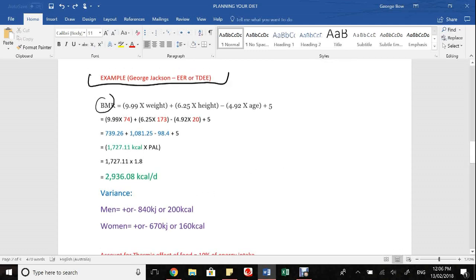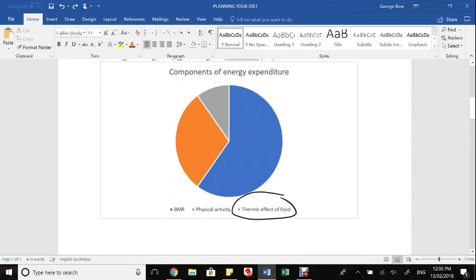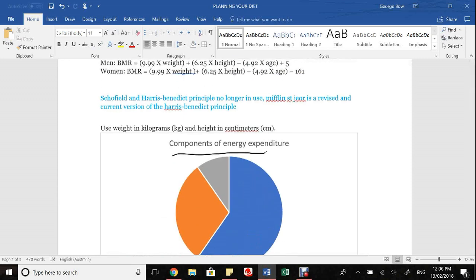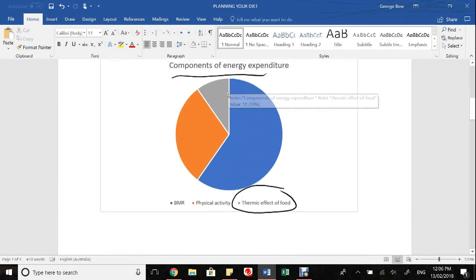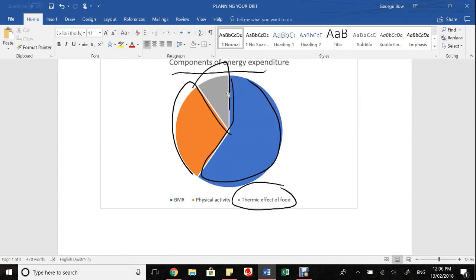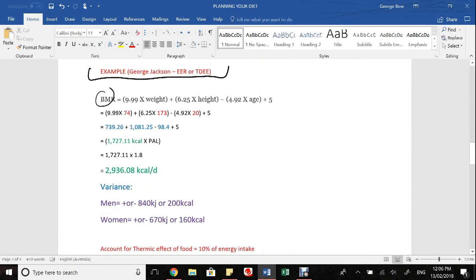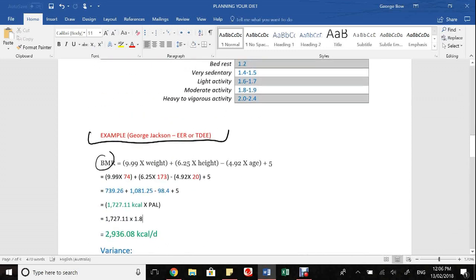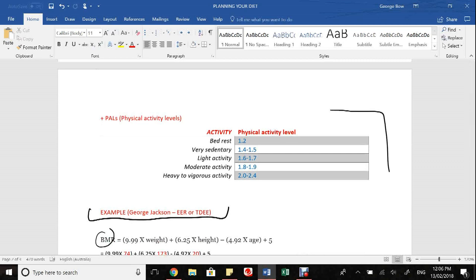And then to get our total daily energy expenditure, we need to add in two more things. So like we saw up here, our components of energy expenditure. We've calculated the BMR. Now we need to calculate our physical activity and our thermic effect of food. So we come back down.